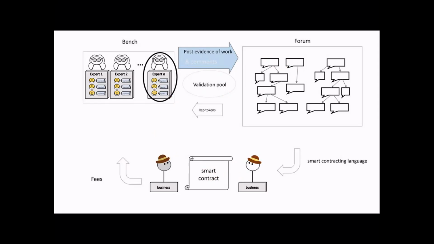Okay, so now the expert sends their evidence to the forum of what happened, and that gives an opportunity for people to provide other comments. So the other experts judge the post of evidence of what the work that one expert did. And then they could debate it if they needed to. And then the validation pool smart contract will be engaged.